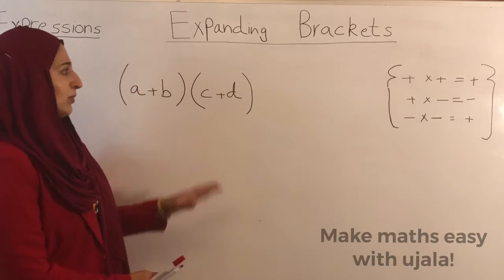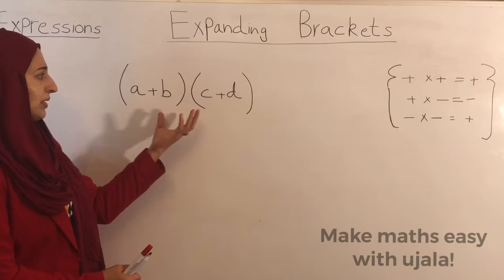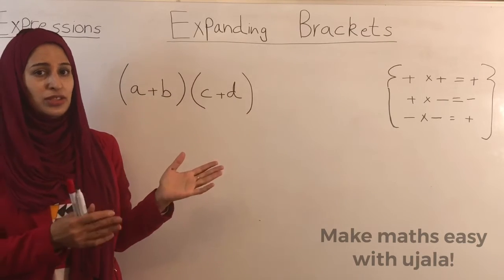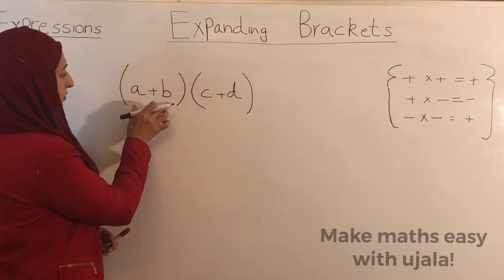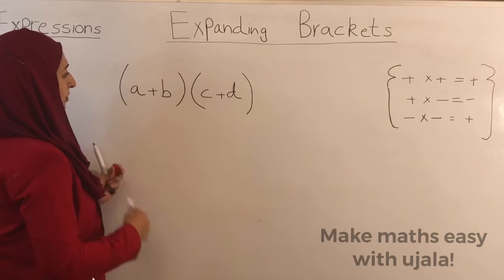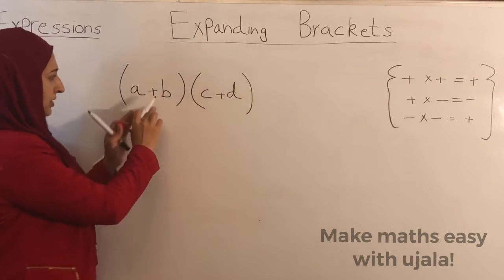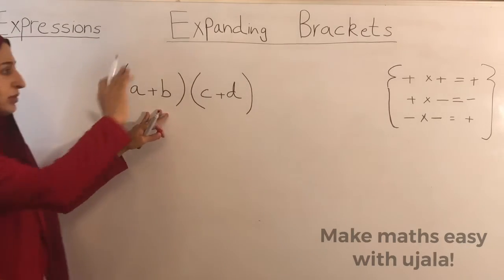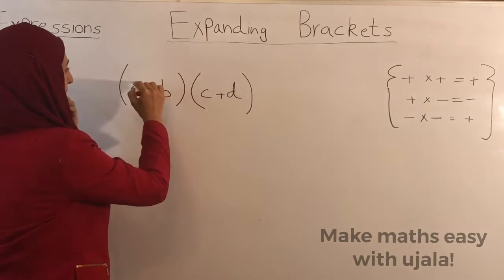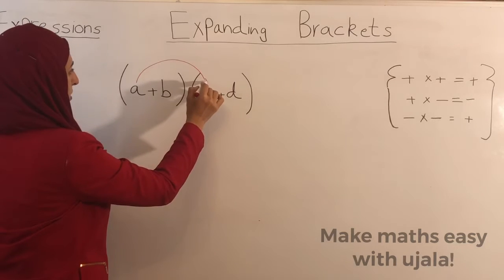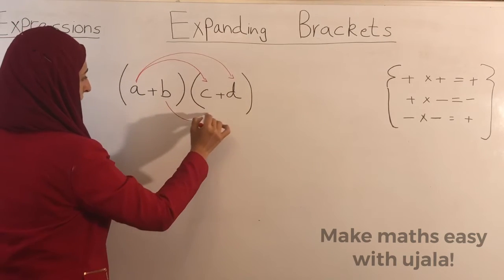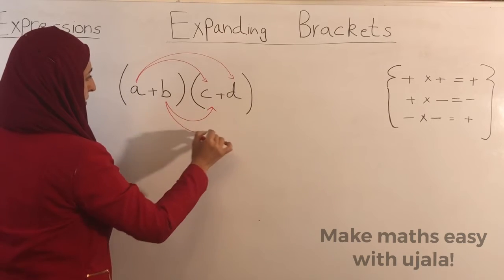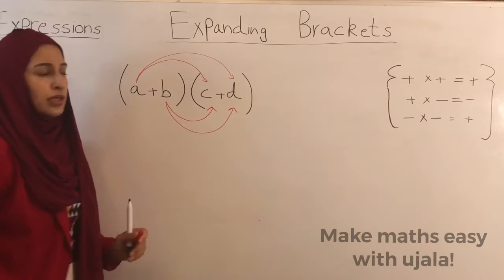This video is about expanding double brackets when brackets are next to each other. So the rule is you have to multiply everything in the right hand bracket with the left hand bracket. Everything in the right hand bracket is going to be multiplying with the left hand bracket. That's how you expand two brackets next to each other.